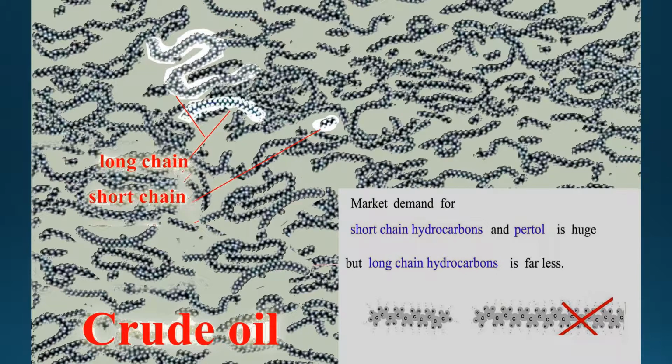But for the long chain hydrocarbon, we need a lot less. So what we end up with in a tub of crude oil is a lot of excess long hydrocarbon chains. What are we going to do with it? Are we going to simply throw it away? That's what we're going to deal with in this topic.